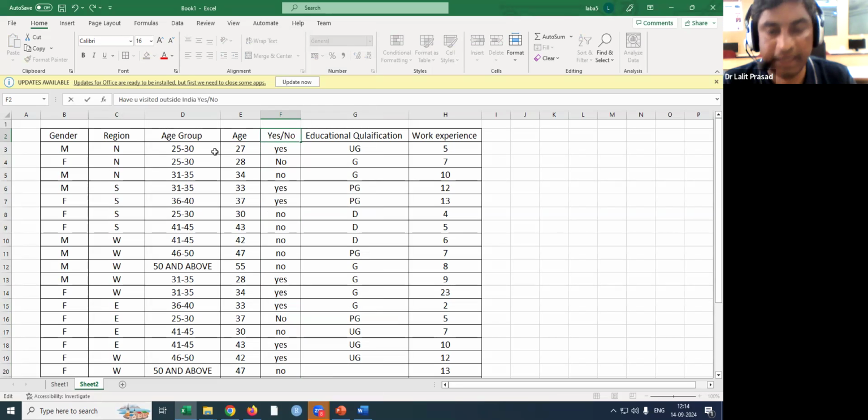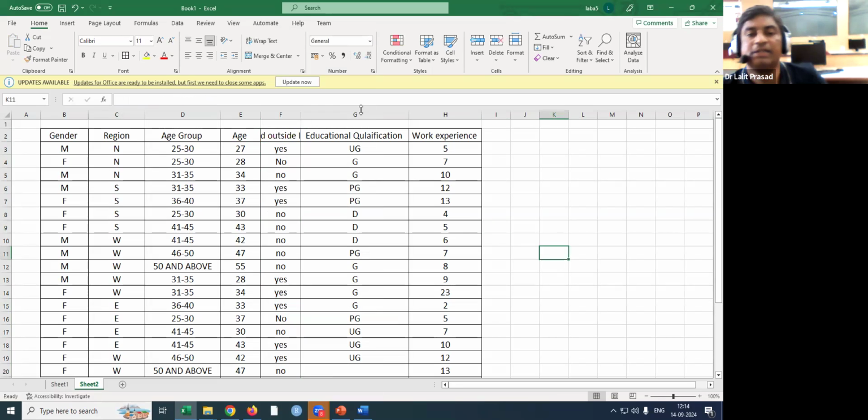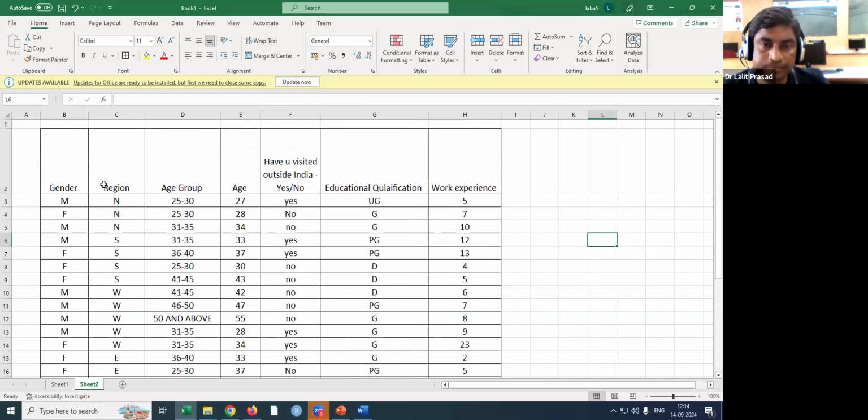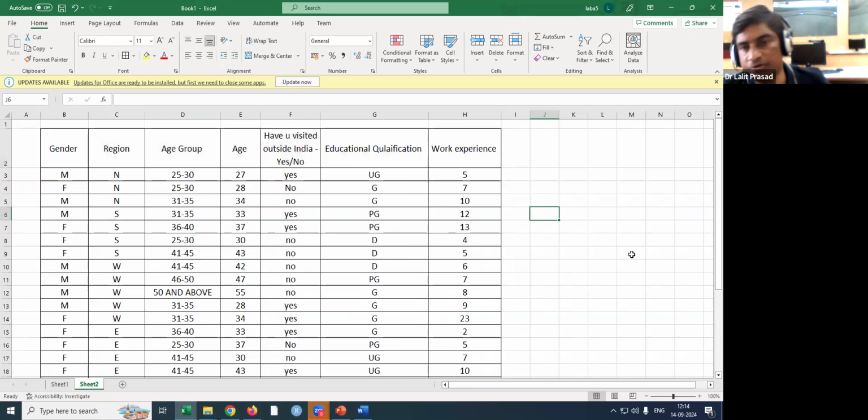Have you visited outside India, yes or no. This is the question we have asked them. Now you write it in your chat box. Gender, which type of scale, nominal or ordinal. Region, write down. Age group, age. Have you visited, only write down yes or no and then write down the scale name. Educational qualification, you write down EQ and then write down which type of scale, and work experience.